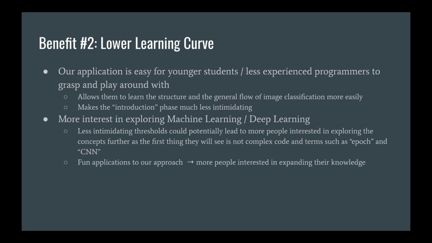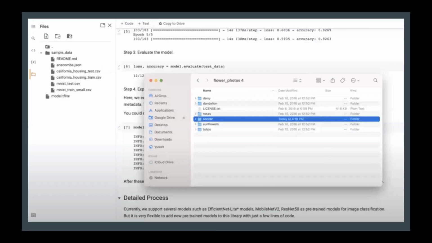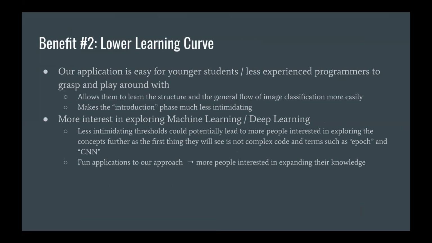The second benefit is that it helps lower the learning curve. So our application is easier for younger students and less experienced programmers to grasp and play around with. It allows them to learn the structure and the general flow of image classification more easily, because as the approach I've shown here shows, it's really challenging for somebody with no experience to get it first try. So our application transitions them into the world of machine learning a little bit better, because there's really no code involved, and the general idea is still somewhat similar, but there's nothing overly complicated with our application.